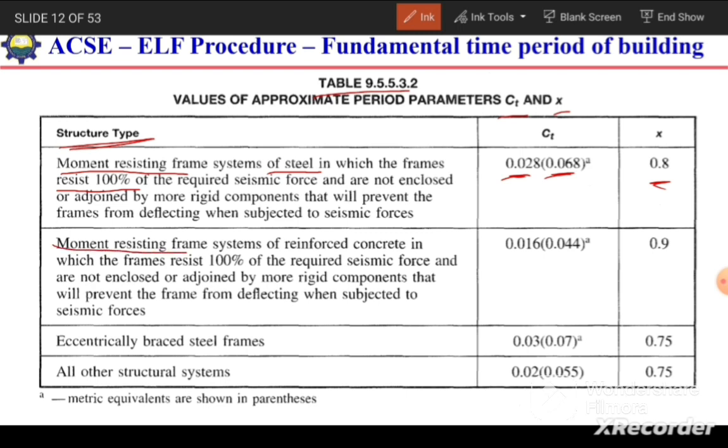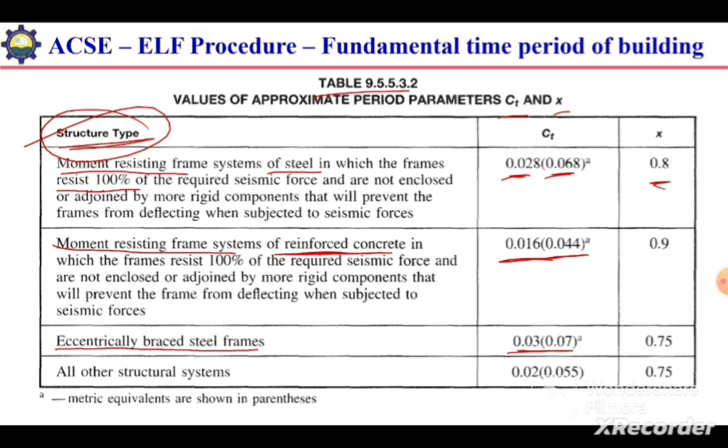Similarly, for moment resisting frame of reinforced concrete structure, this value will be considered, and for eccentrically braced frames we can consider this value. So based on the type of structure we can select the Ct and x, and then we can calculate the time period of the structure.